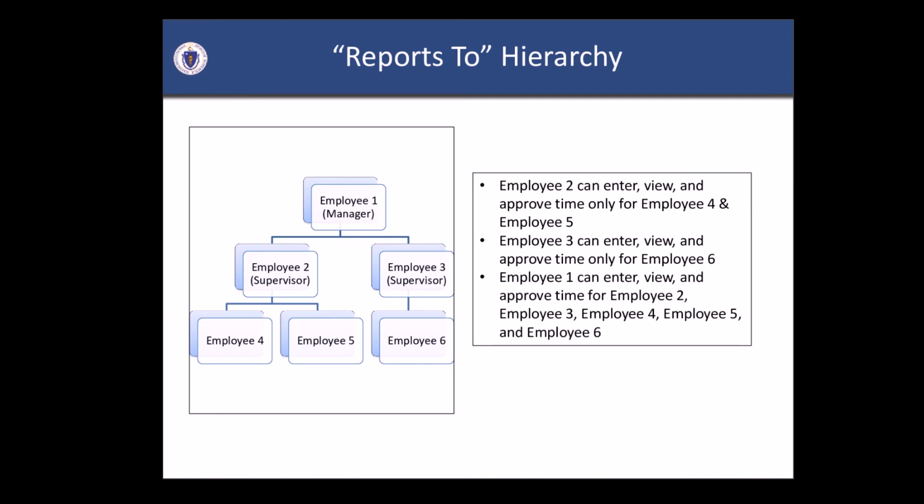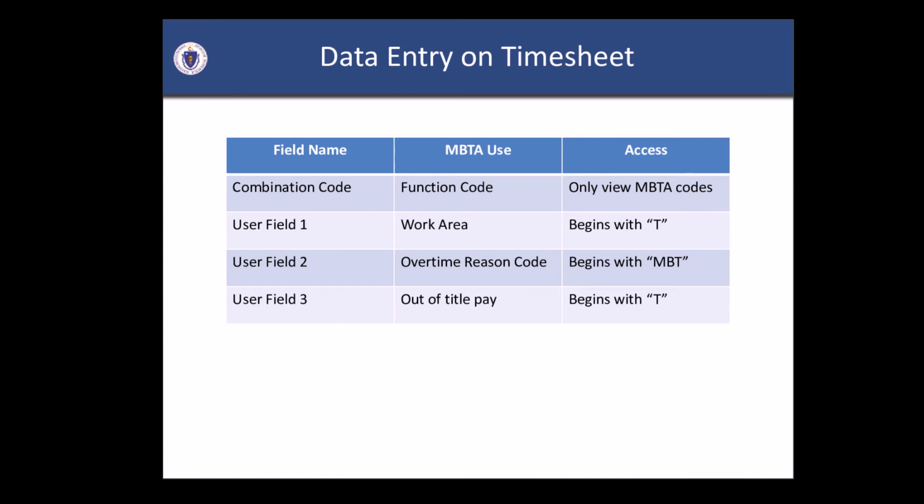Good question. All right, we'll move right along. So I just wanted to review some of the data points that are on the timesheet. The MBTA uses a lot of different data points on their timesheets. In addition to the punch in and out times, we also have some other fields that you use. What this shows is the field name in HRCMS, how the MBTA uses it, what you call it, and then also the kind of access that you have, or the best way to look for your codes.